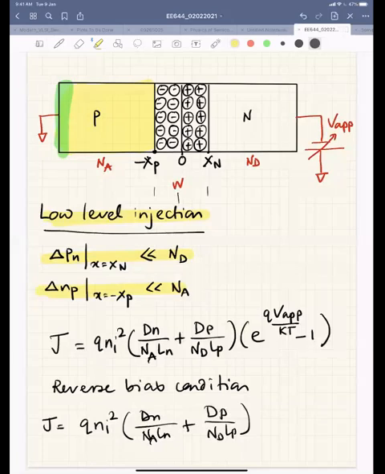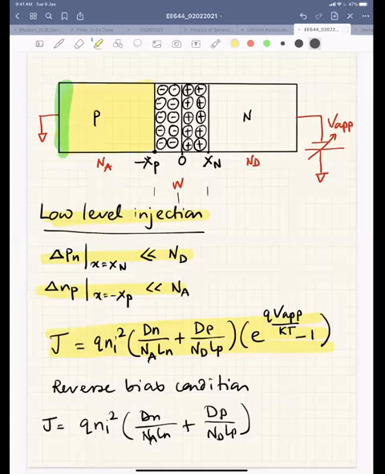And we derived that the total current, which is the summation of electron current as well as hole current, is nothing but q times ni square times (Dn by NaLn plus Dp by NdLp) times (e to the power qV by kT minus 1). So this is my current equation.